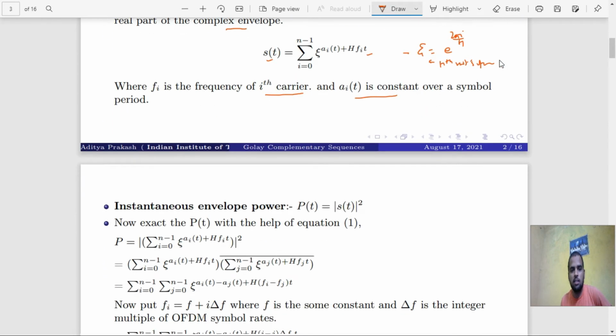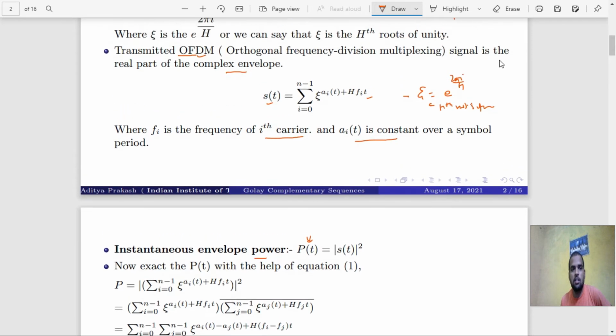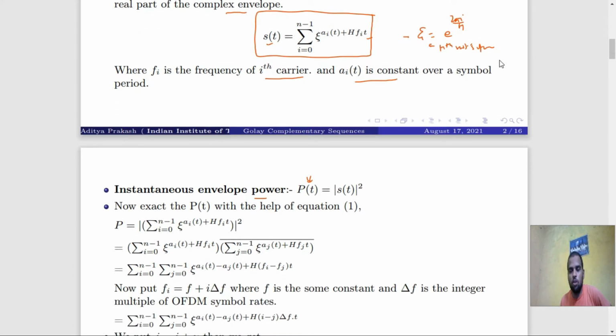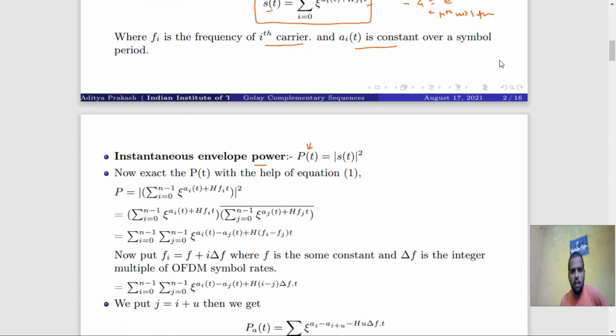Now the next concept is the instantaneous envelope power. It is represented by the symbol P(t), and it is nothing but the modulus of s(t) squared. Here s(t) is defined by this, that means the transmitted OFDM signal. So P(t) is equal to the modulus of s(t) squared, and P(t) is the instantaneous envelope power. We can simply extract this.